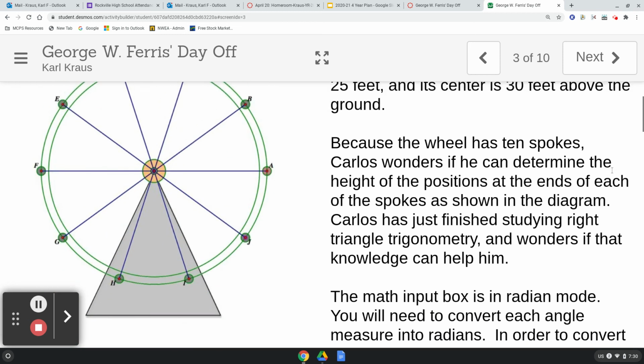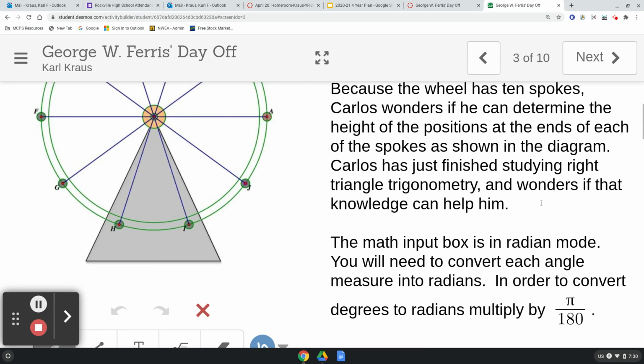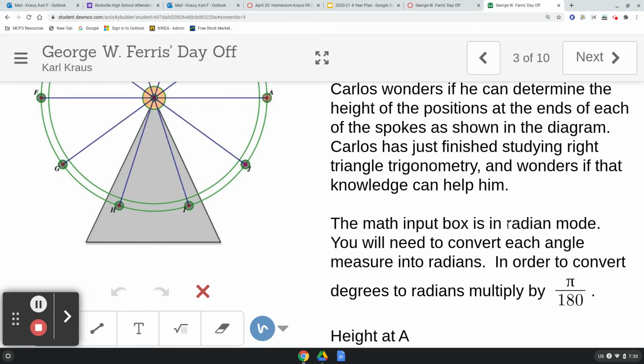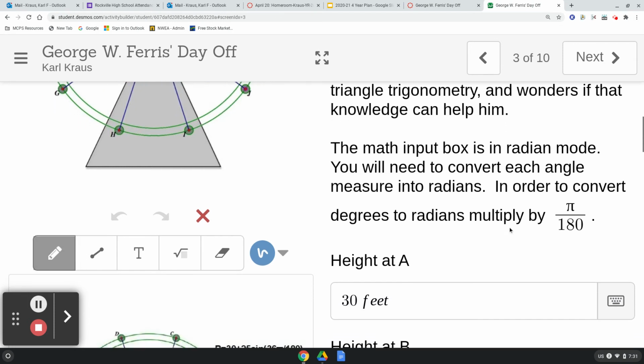Use the information about the Ferris wheel to find the height at each position on the wheel. The wheel has a radius of 25 feet, center at 30. Because the wheel has 10 spokes, Carlos wonders if he can determine the height of the position at the ends of each spoke as shown in the diagram. Carlos has just finished studying right triangle trigonometry. He wonders if the knowledge can help him. So the thing you have to know is the math input boxes that I made on these slides are in radian mode, so you have to convert each angle to radians in order to do the calculation.